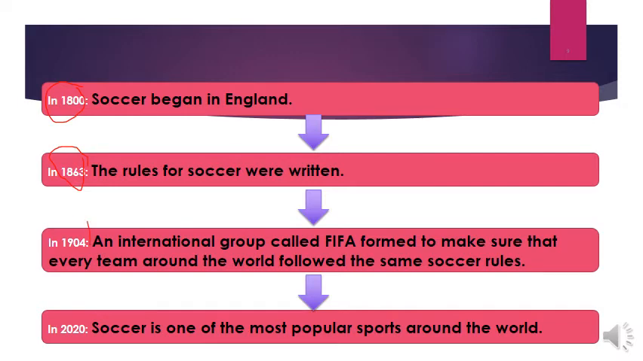In 1904, an international group called FIFA formed to make sure that every team around the world followed the same soccer rules. And today, which is the last event, means nowadays, in 2020, soccer is one of the most popular sports around the world. So you might be asked this question in two ways, either to number the events or to write the events correctly in a flow chart.